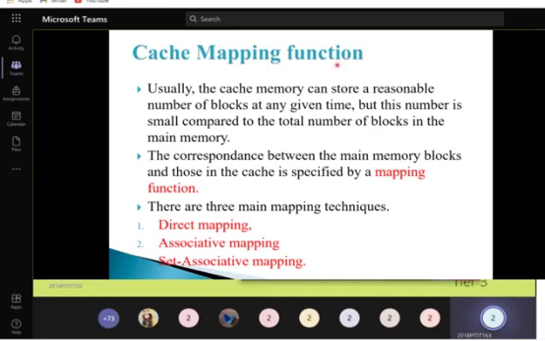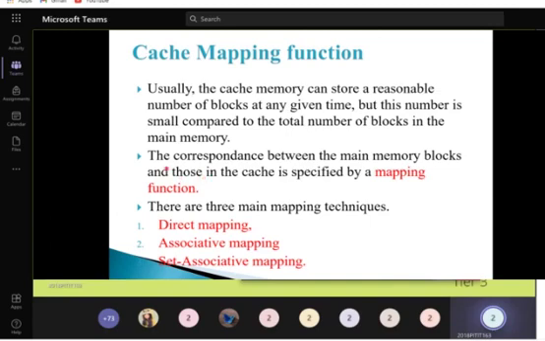Cache mapping function. What is meant by the cache mapping function? Usually the cache memory can store a reasonable number of blocks at any given time. But this number is actually small when compared to the total number of blocks in the main memory.